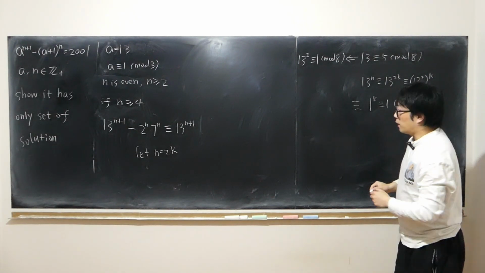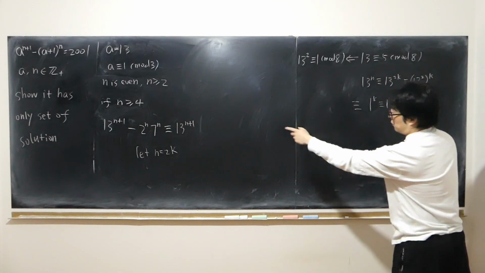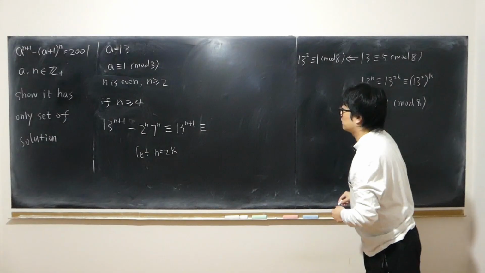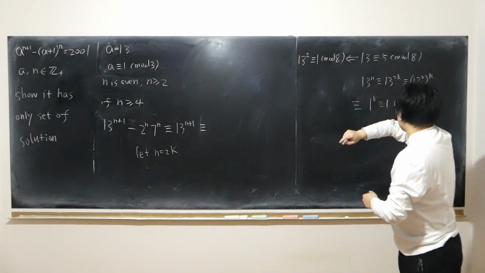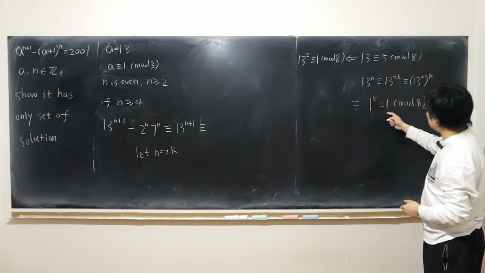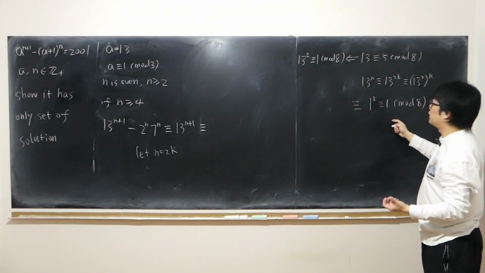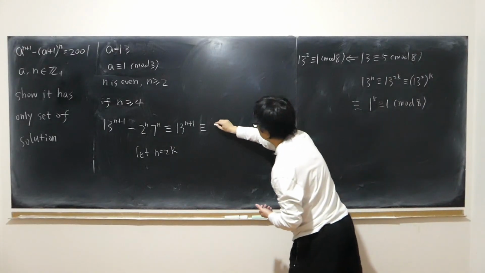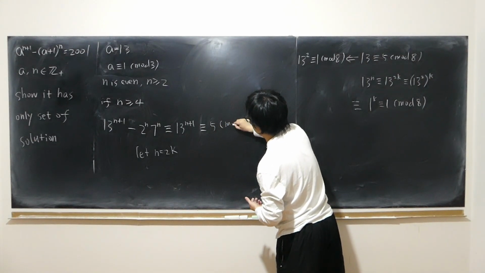So what happens now is that 13 to the power of n plus 1: this 13 to the power of n is already congruent to 1, multiplied by another 13, congruent to 5 times 1, which is 5 mod 8.